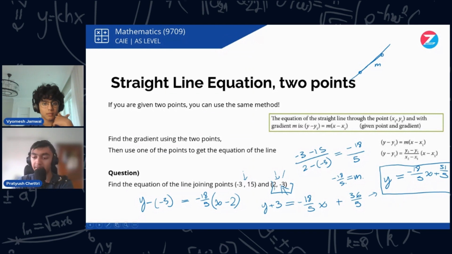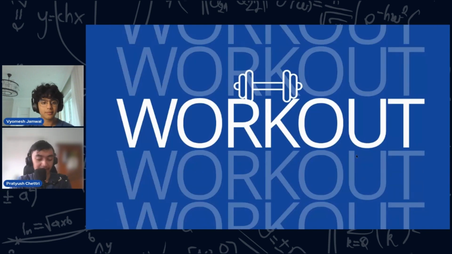It doesn't look right. Times 2 plus 51 over 5. Nope, it's right. It's right. That's just what the line is. Quite an odd line. Okay, so let's get started with the questions.